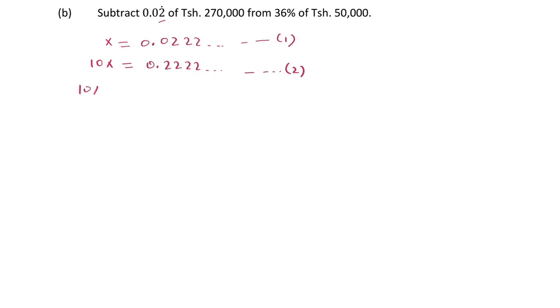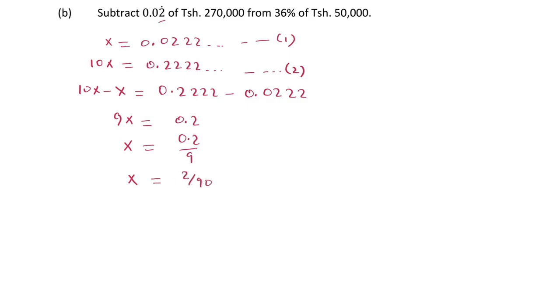10x minus x equals 0.2222 minus 0.0222, of which we have 9x equals 0.2. Okay, so now let us divide by 9 both sides. Then our equation is going to be x equals 0.2 over 9. Now let us multiply by 10 both the numerator and the denominator. Then we have x equals 2 over 90. Therefore, 0.02 dot equals 2 over 90.